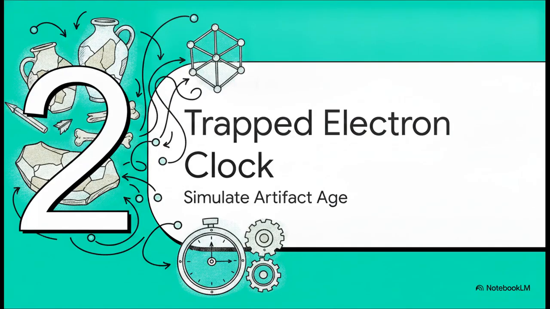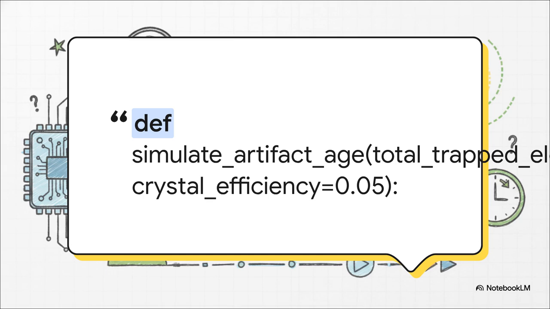Section 2. The trapped electron clock. All right, so now that we've got our physical parameters, the trapped electrons and the crystal's efficiency, we need a way to actually crunch the numbers and calculate the time that's passed. And here is the exact Python function from the source code used to do just that. Notice our parameters here. We're telling the simulation to look at two absolutely crucial pieces of evidence: the total amount of trapped electrons we found and that defaulted 5% crystal efficiency rate.